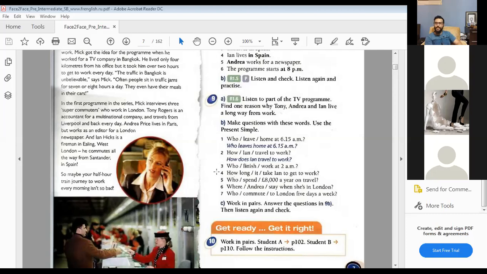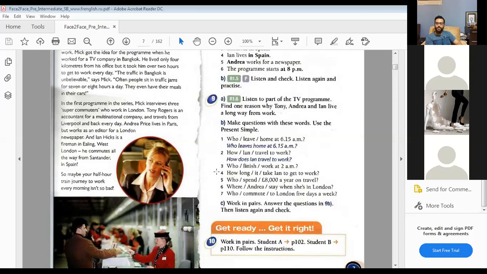Who spends £8,000 a year on travel? Okay, good. Mohammed, can you do number 6, please? Where does Andrea stay when she's in London? Very good. Very nice. Where does Andrea stay when she's in London? Very nice. Okay, Hind, can you do number 7?